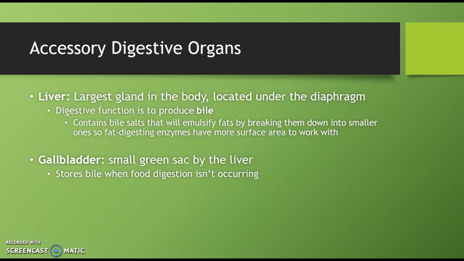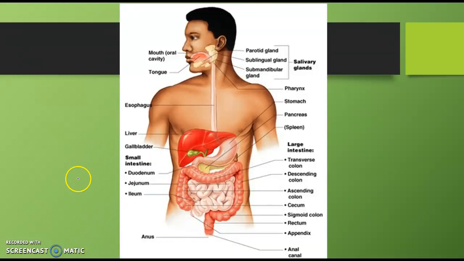But this is actually a mechanical breakdown. Think about if you were to take a salty mixture and rub it onto something, it would break it down, and that's exactly what these bile salts do. Okay, so here's our liver here, a super, super large organ. And when too much bile is produced, it gets stored right here in the gallbladder.